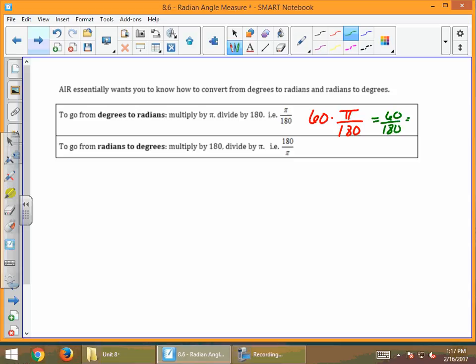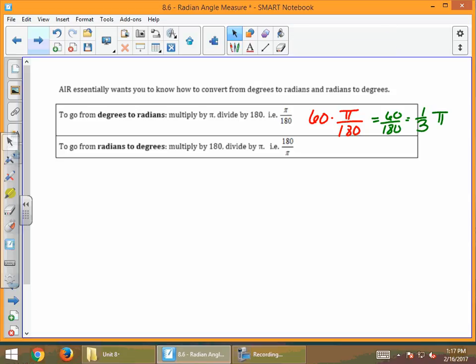60 over 180 simplifies down to what? What did we say? 1/3. And then you tack on pi. Same exact answer that we got on the front, doing all that work, finding the arc length, and dividing by the radius. Here's the shorthanded way. And that's what we want you to know. We want you to know how to convert. Just by doing that.